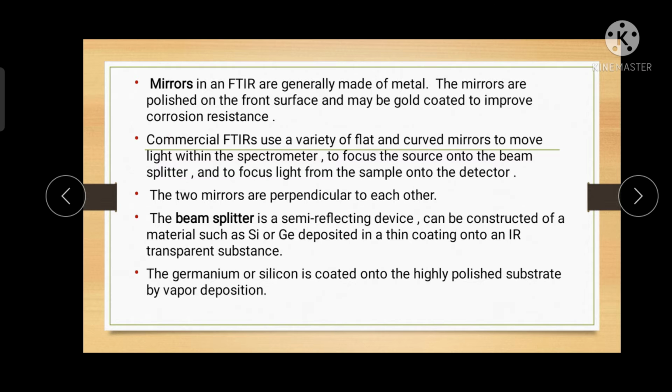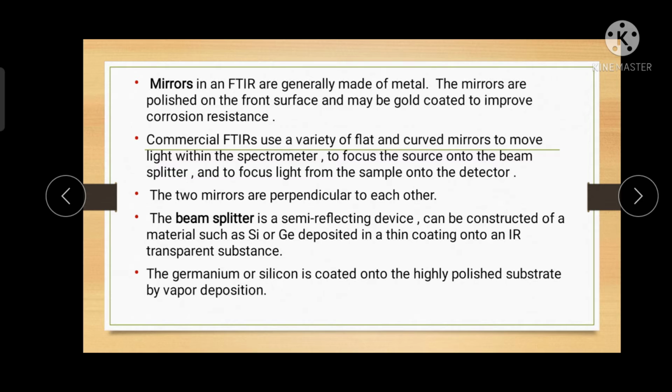Commercial FTIRs use a variety of flat and curved mirrors to move light within a spectrometer, to focus the source onto the beam splitter and focus light from the sample onto the detector.